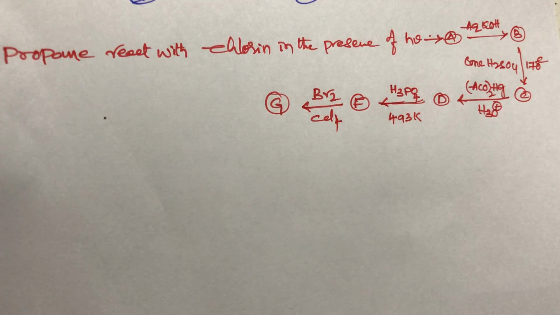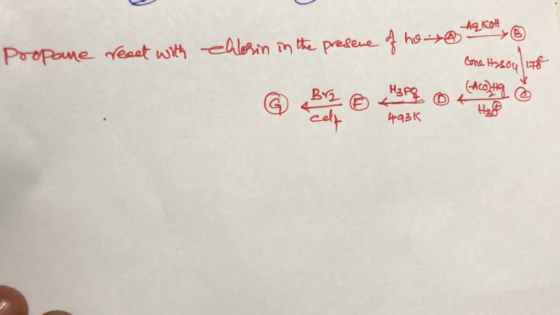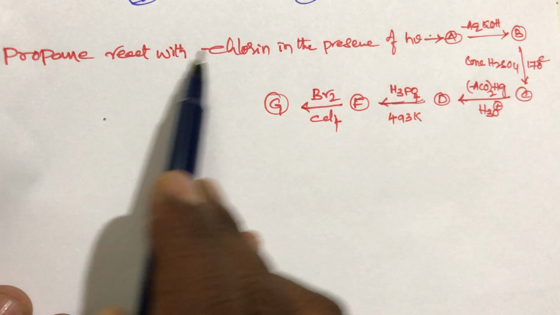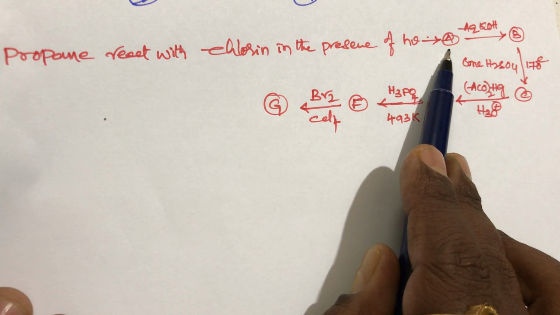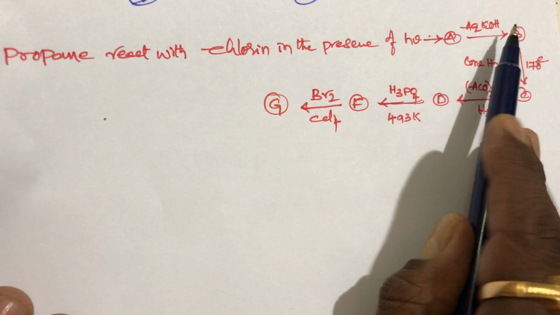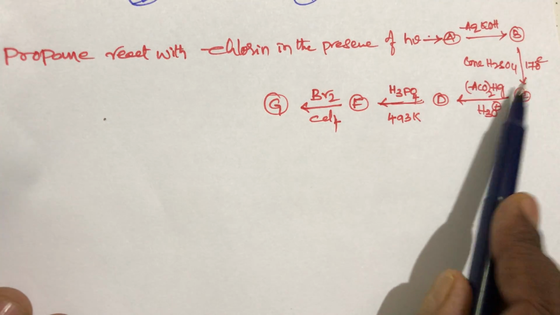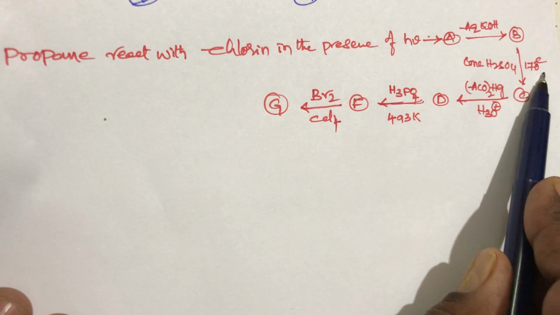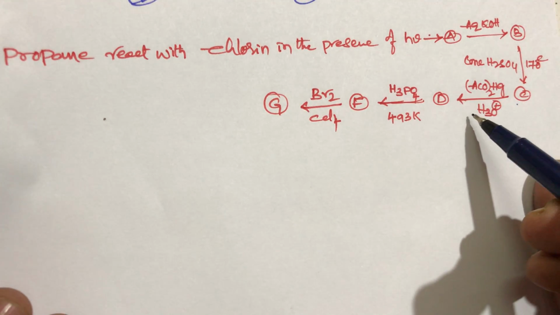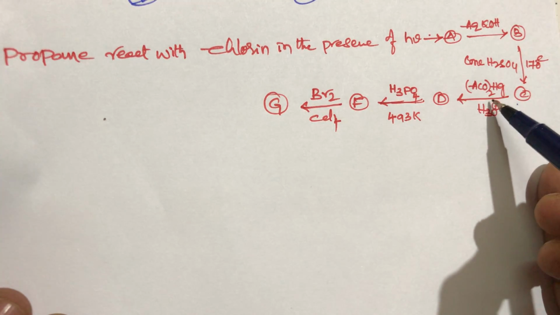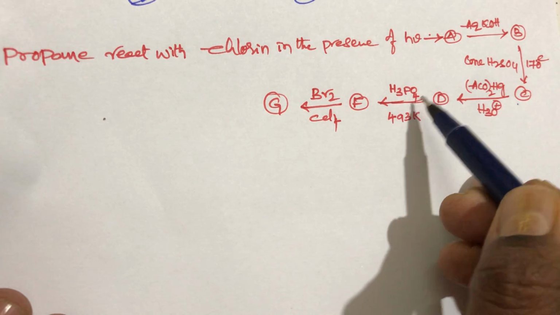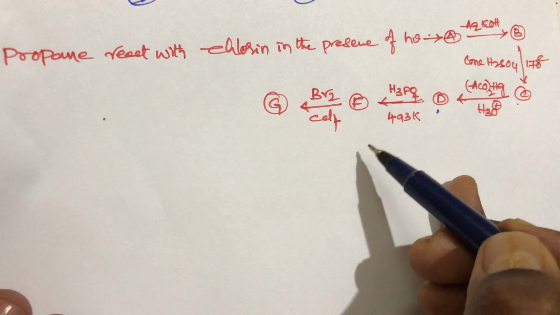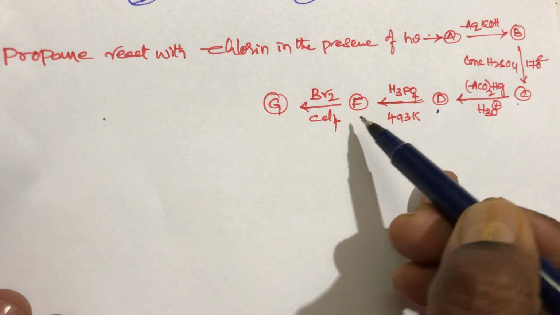Next conversion, that is a theoretical question. When propane reacts with chlorine in the presence of sunlight to give A compound, when A compound reacts with aqueous KOH to give B compound, when B compound reacts with concentrated H2SO4 at 170 degrees centigrade to give C compound, when C compound reacts with mercuric acetate to give D compound, D compound reacts with H3PO4, orthophosphoric acid, at 493 Kelvin to give F compound.